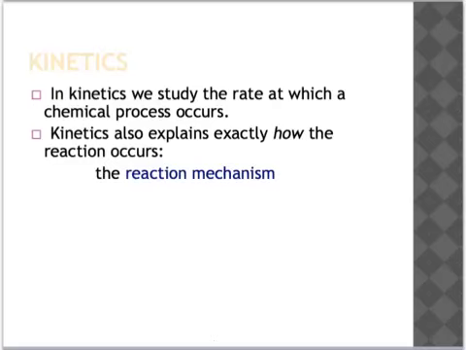Some reactions happen very quickly, for example, lighting off fireworks. And other reactions occur very slowly, for example, iron rusting, metal oxidizing. In kinetics, we're going to look at how fast or slow chemical processes happen. And kinetics, the study of kinetics, explains exactly how the reaction occurs, also known as the reaction mechanism.